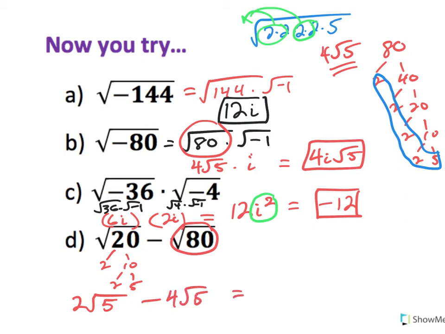And notice that since these are the same, we have 2 square roots of 5 minus 4 square roots of 5. That's going to get me a total of negative 2 square roots of 5 overall. So this one's an example that doesn't involve imaginary numbers. It's just simply a subtracting 2 radicals type question.